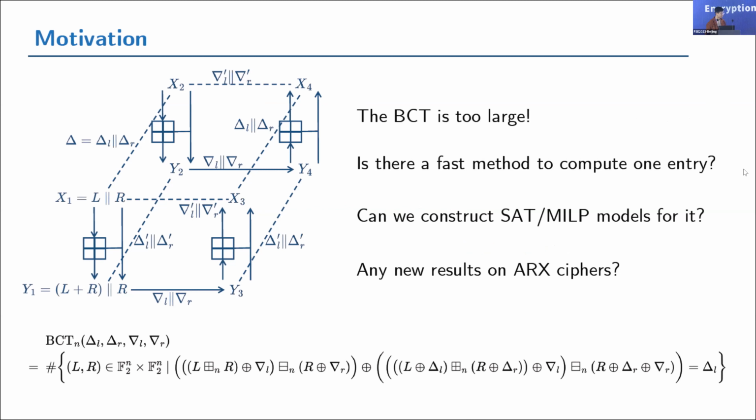You may see that this formula depicts a very large BCT. It has 4 dimensions, with each dimension having a size of maybe 16 bits, 24 bits, or 32 bits. So computing the whole BCT would be impractical and sometimes infeasible. So we are thinking: is there a fast method to compute one arbitrary entry in this BCT? If so, can we construct set models for it? And furthermore, are there any new results on the AI ciphers?